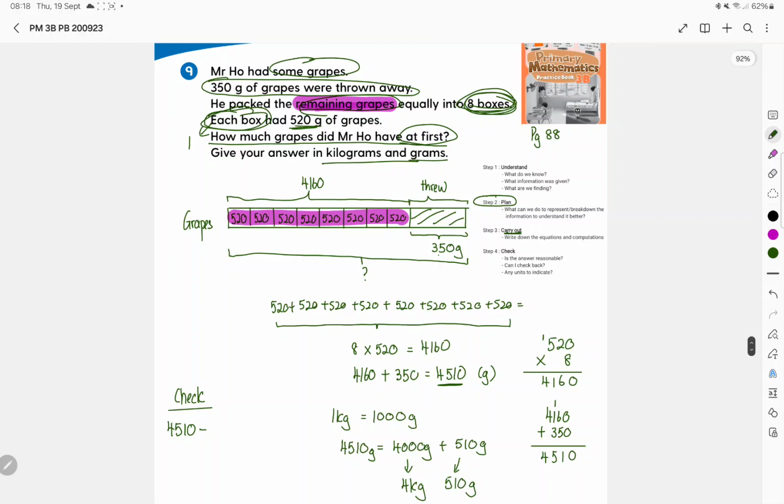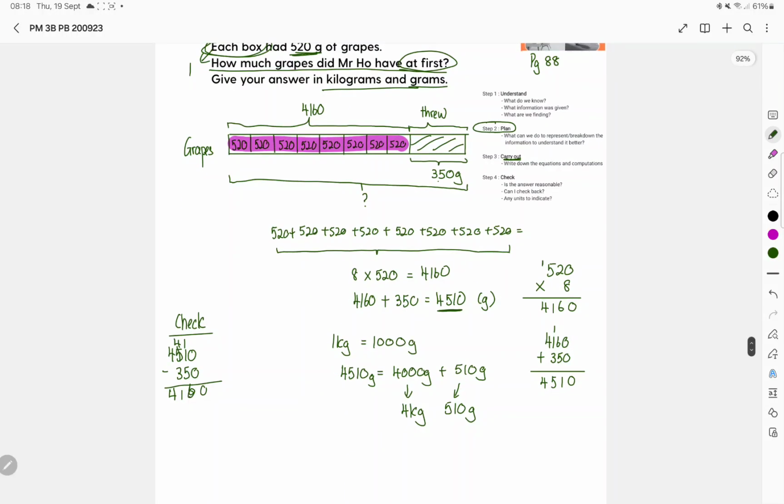You don't even need the sum anymore. You know that you have 4,510 grams of grapes. He threw away 350, so you can do your working. You subtract 350. You notice that you get your 4,160. Correct? So you know you're correct here.